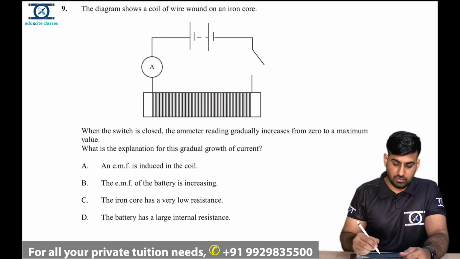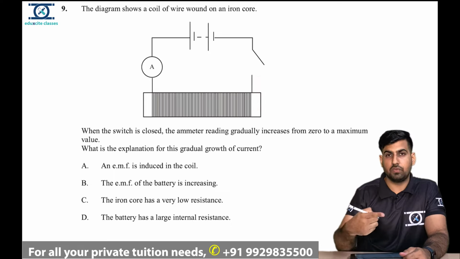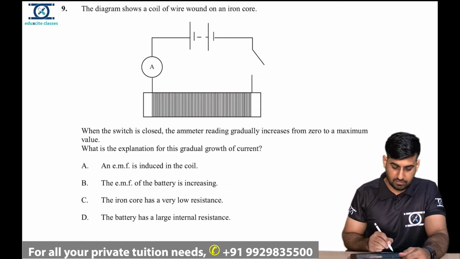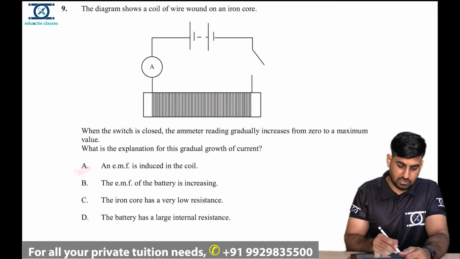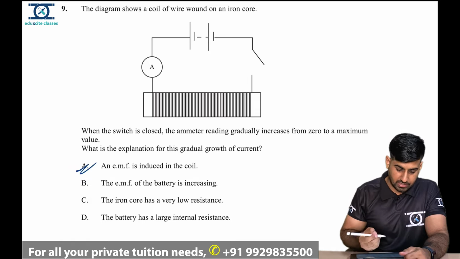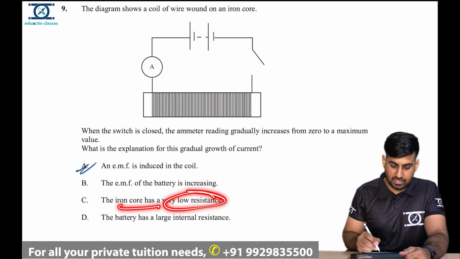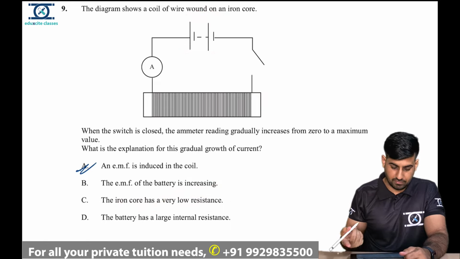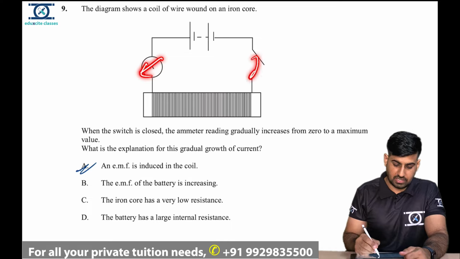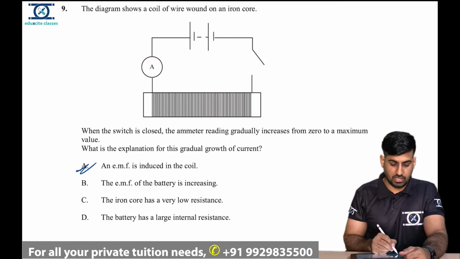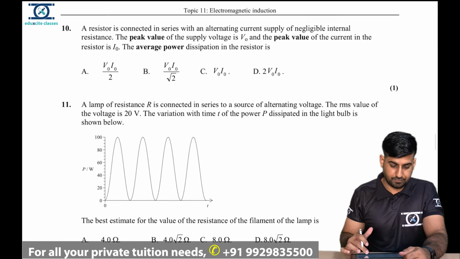We know that due to the soft iron core, when current is flowing through it, there will be an induced EMF in the coil itself. So you can say that during the growth of the current, an EMF is induced in the coil. That's it, simple. The rest are all the EMF of the battery. No, there is no change here. The iron core has a very low resistance, that doesn't impact the value because it is connected with the wire. The battery has a larger internal resistance. No. Okay, so option A is the right answer.